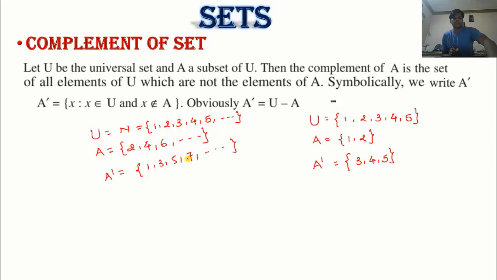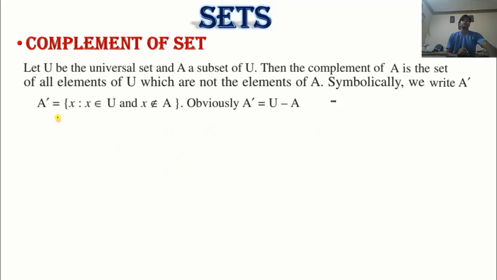Now I'm going to erase it. A dash means you can write members from U. You can write the set of all x which are in U but not in A. It means the elements present in A, you have to remove, and whatever elements are left in U, that you have to write. So that is your A dash. A dash equals U minus A. Now we will see the figure, then it will be clear.